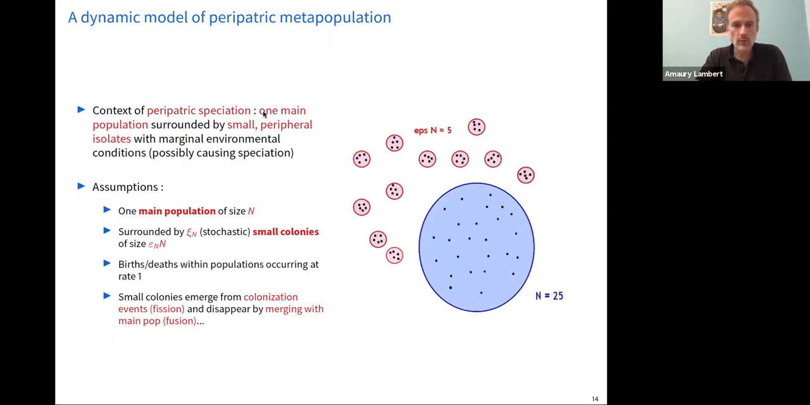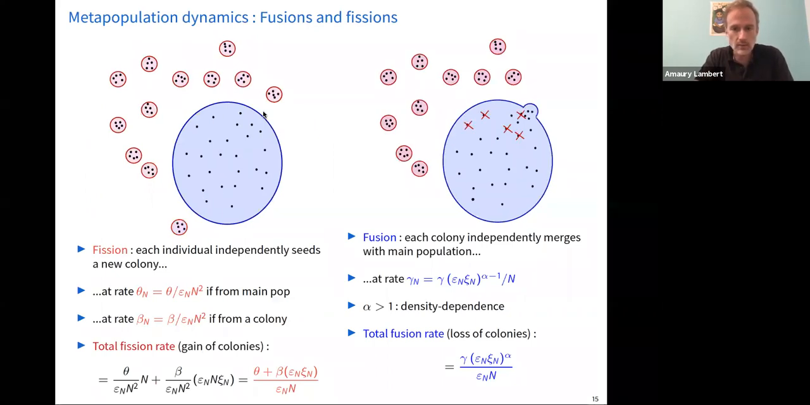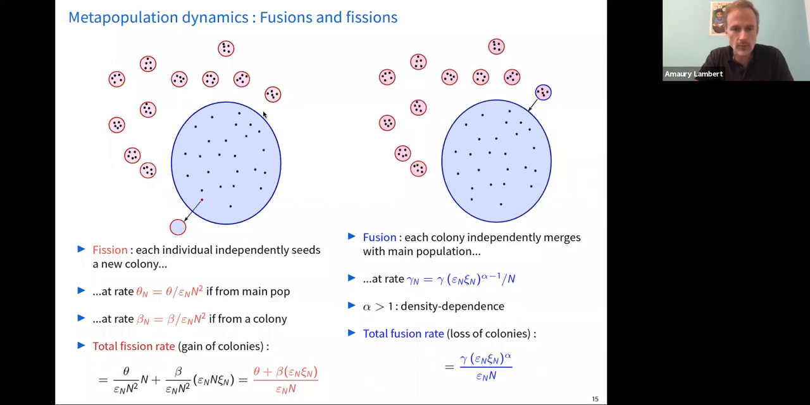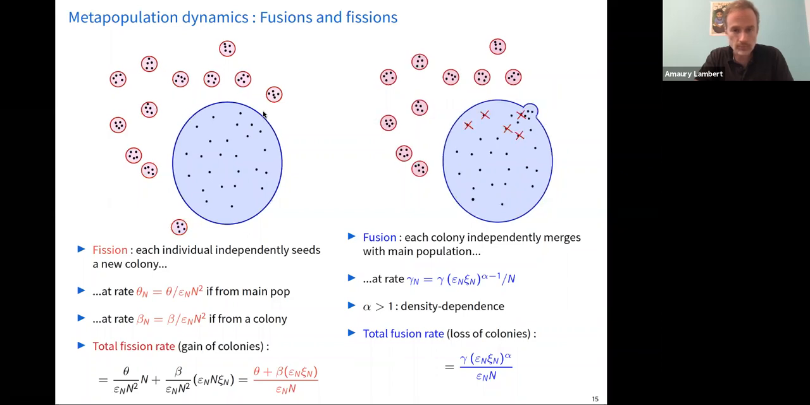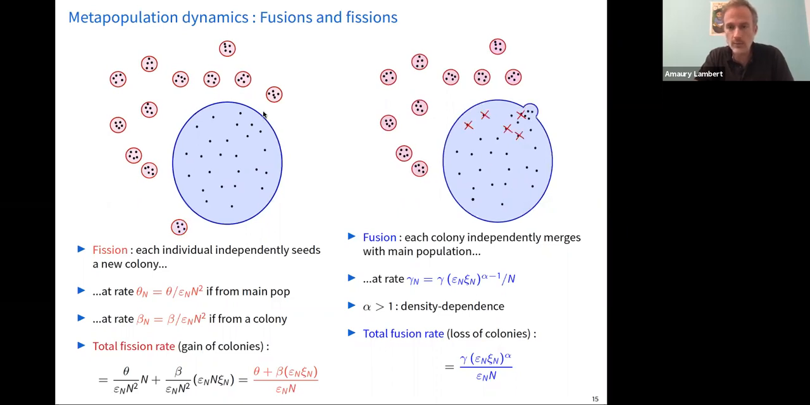So here you see a nice animation. Just forget about the text on this new slide and just look at this very nice animation here. On the left, you see a fission event where an individual founds a new colony. And on the right, you see merging of a colony with the main population with simultaneous deaths so as to keep the size of the main population constant.